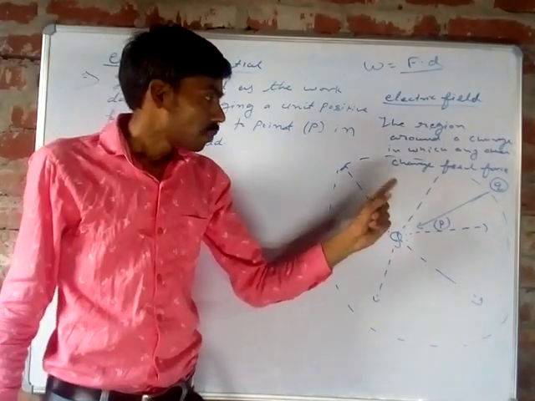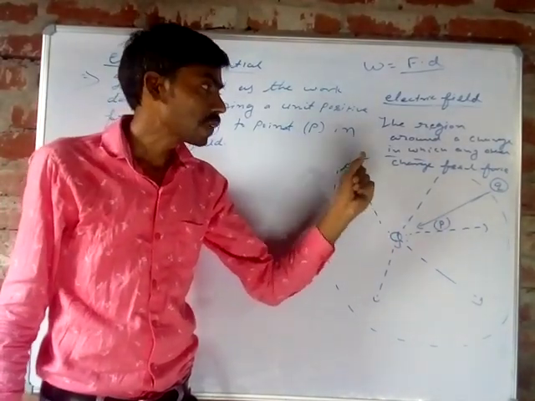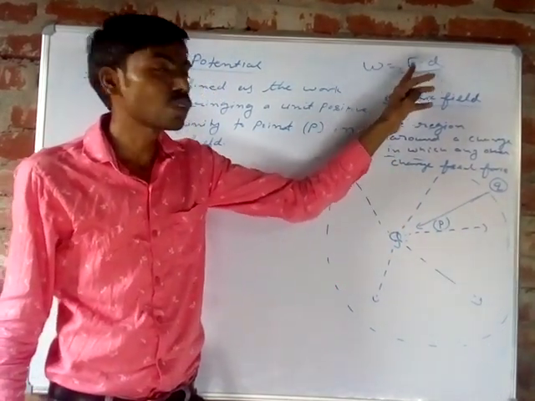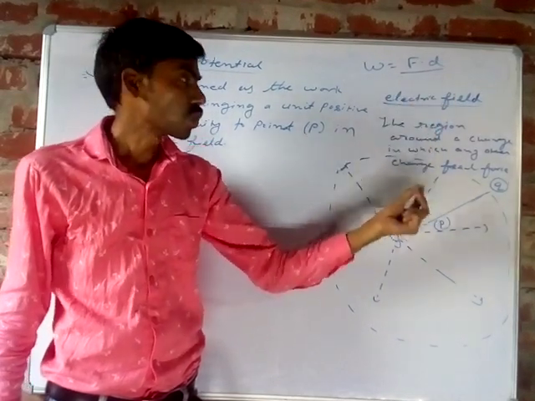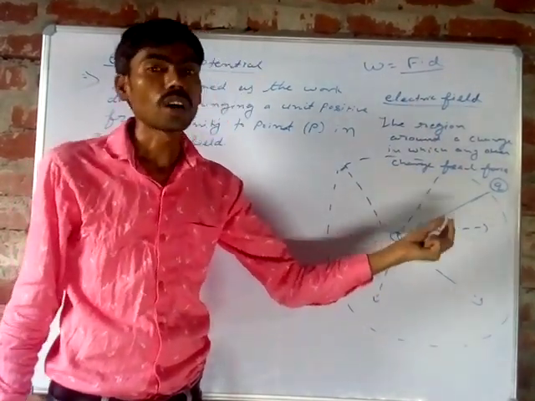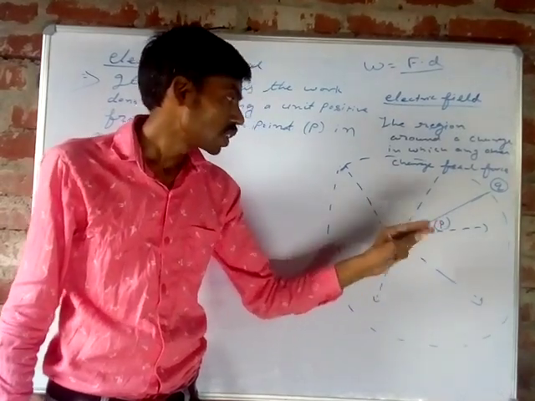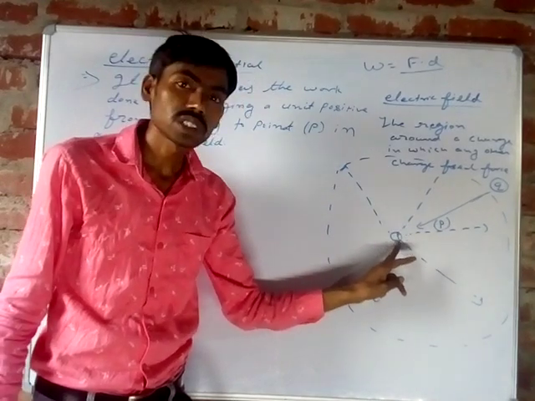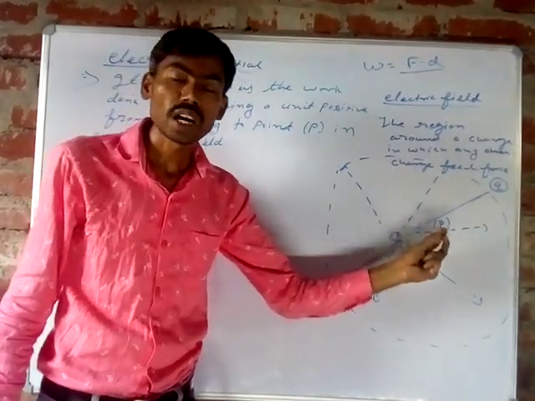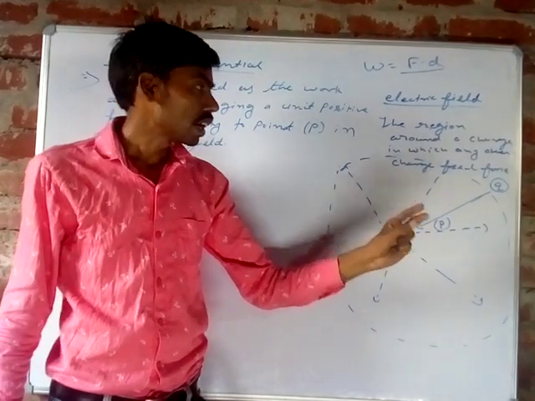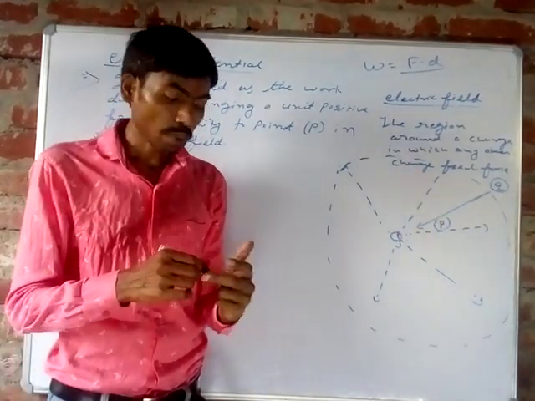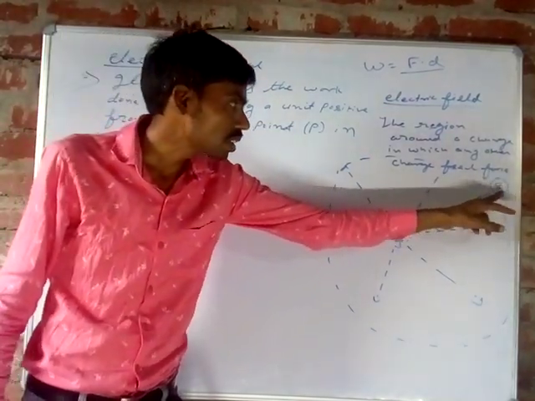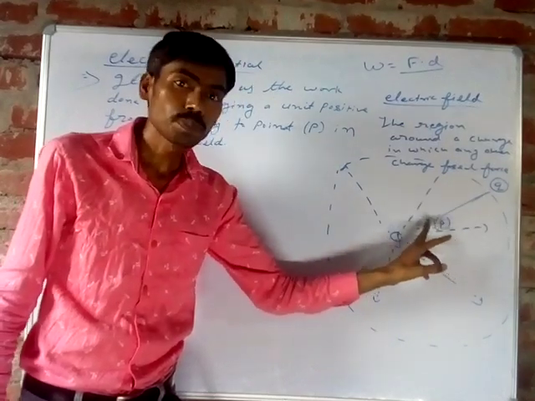Here I am explaining how work is done, because the definition of work done is force into displacement. So from where is force exerted and how do we attain a displacement? If we bring a positive charge q towards the larger charge Q, then we feel a force and we attain a displacement, and therefore we have to do work. That means work is done in bringing this charge from infinity to point P.